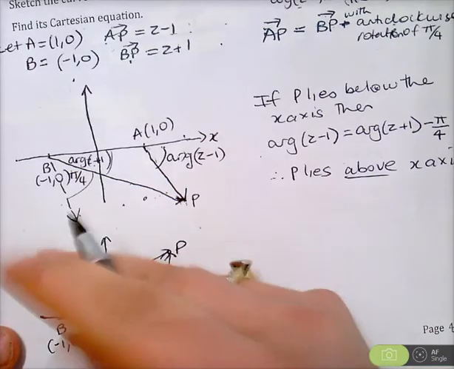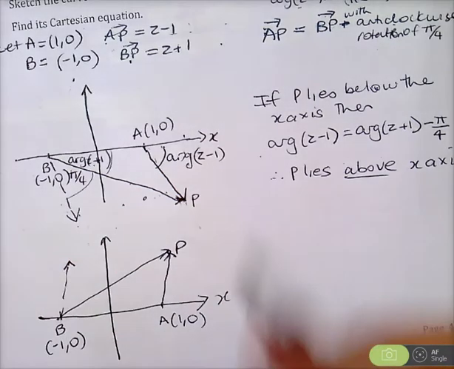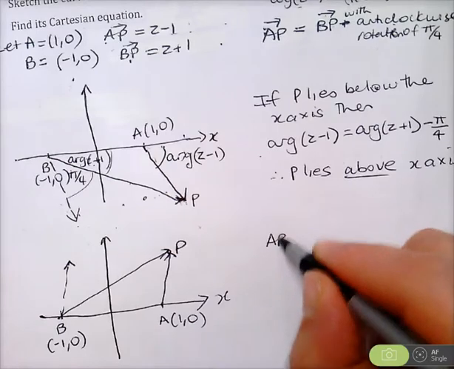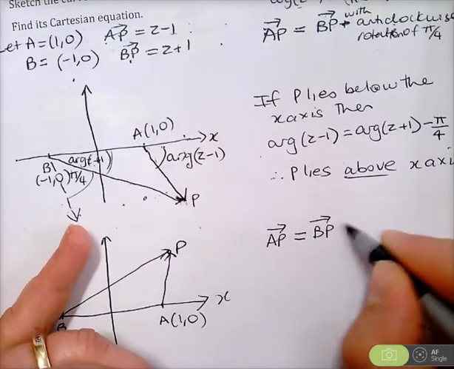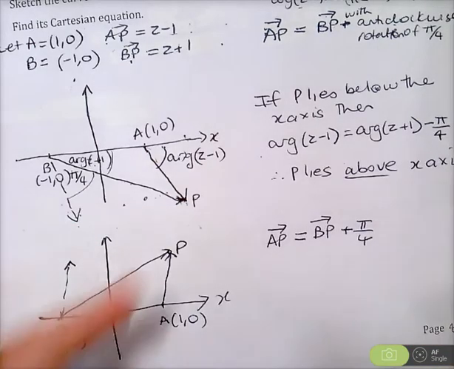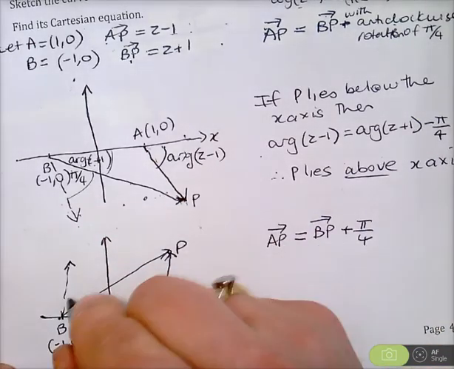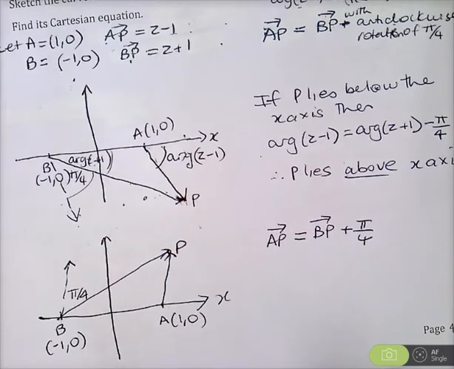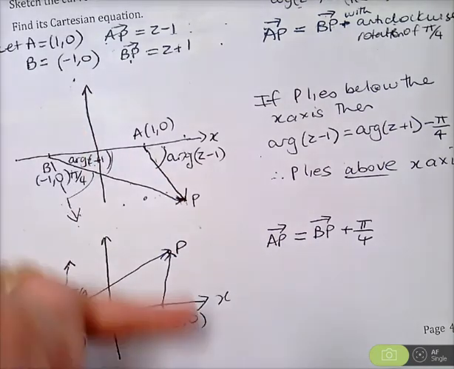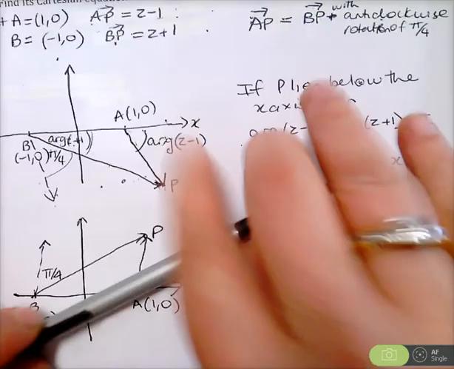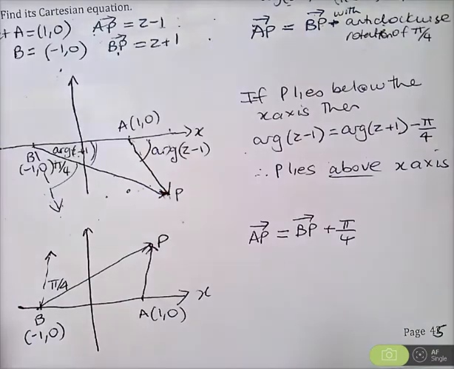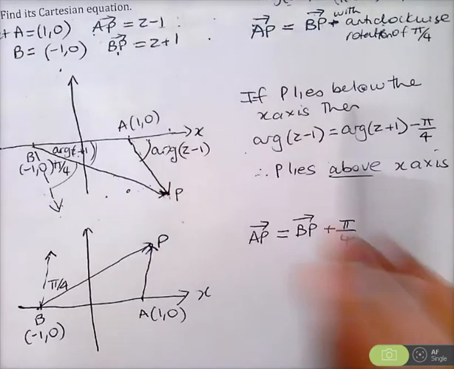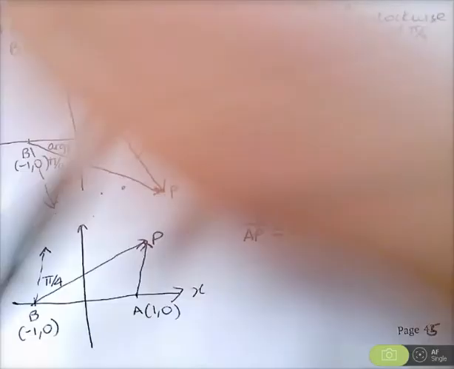Now, I know that doesn't. So this is BP. Does AP equal BP plus a 45-degree rotation? Look, it doesn't matter. I'm only drawing it. I'm trying to draw it roughly 45. I think it does. Look, if you take BP there and rotate anti-clockwise 45, you get the same direction as AP. So from this, we can see that AP is the same as BP plus 45.